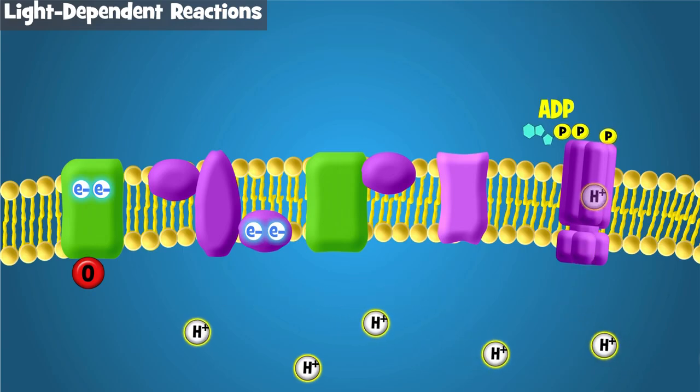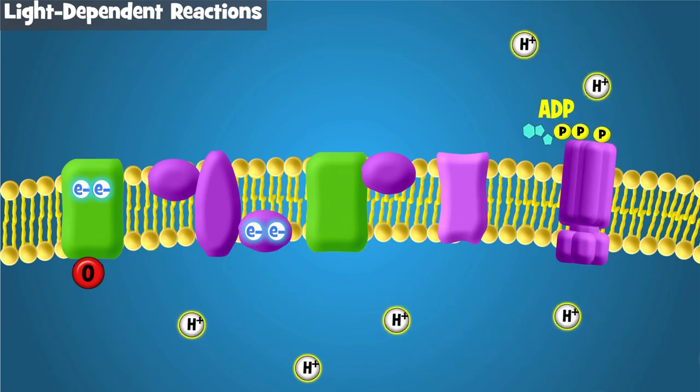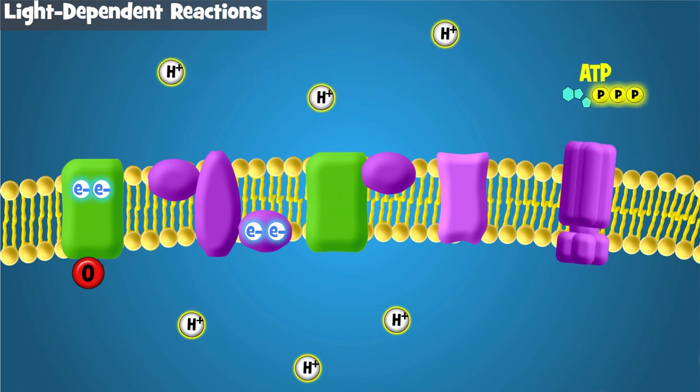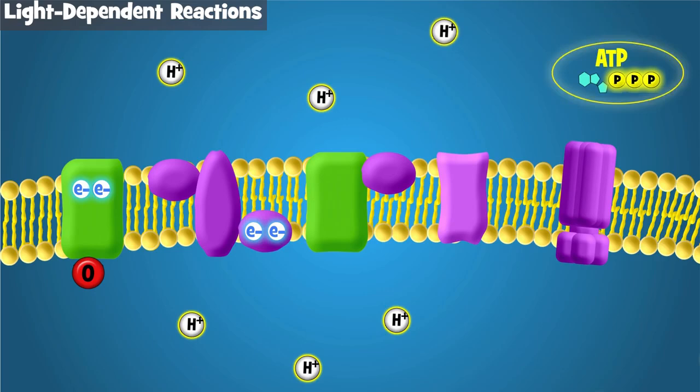This flow of hydrogen ions through ATP synthase causes ATP synthase to spin and produce ATP, similar to how water flowing through a turbine produces power at a hydroelectric dam. This ATP is a key product of the light-dependent reactions.